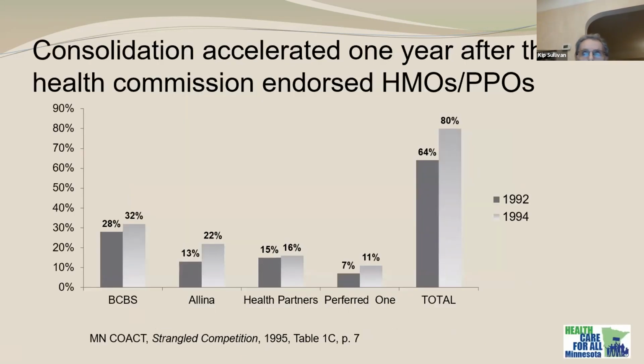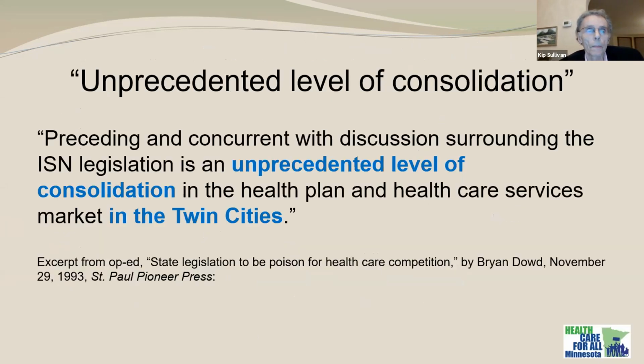Here is some indication of how badly consolidation worsened in the insurance industry. You see that the four largest insurance companies, Blue Cross, Allina, Health Partners, and Preferred One, increased their market share from 64% to 80% of the Minnesota health insurance market in 2 years.